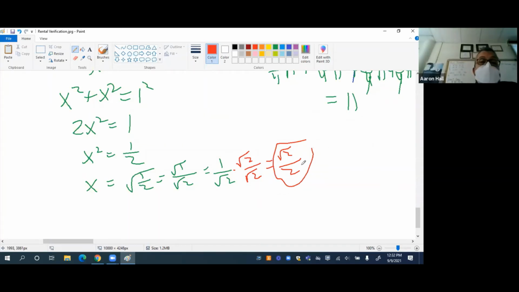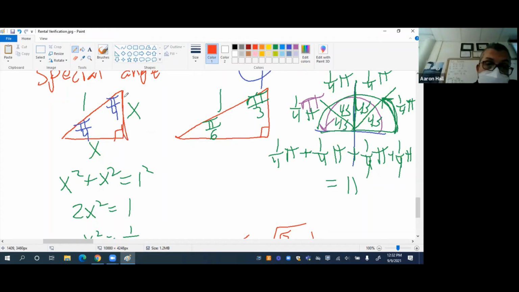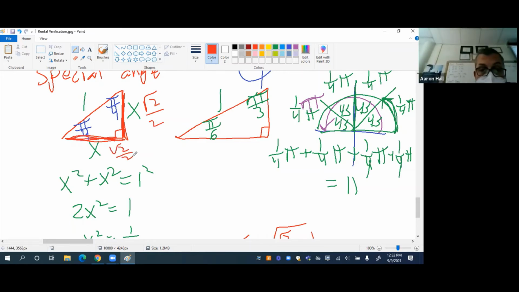Okay, so this length right here is what? Square root of 2 over 2. What length is this? Square root of 2 over 2. So sine of pi fourths is what? It's opposite over the hypotenuse, which is going to give me the square root of 2 over 2.